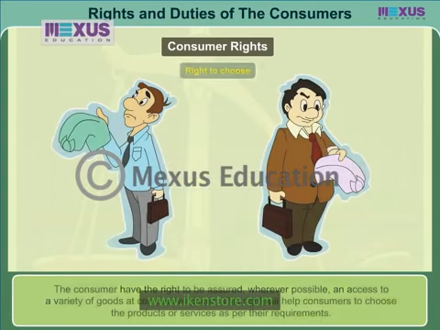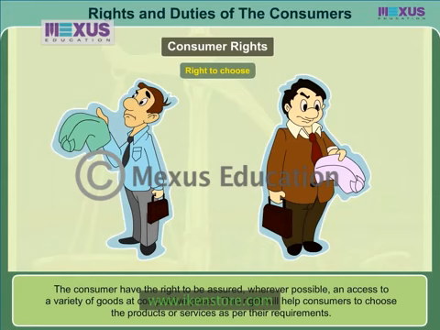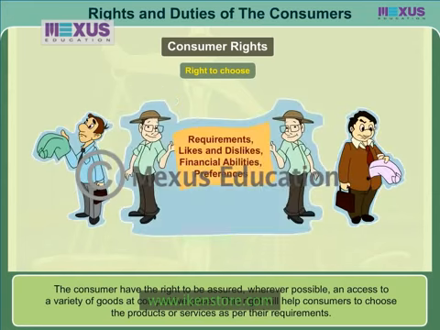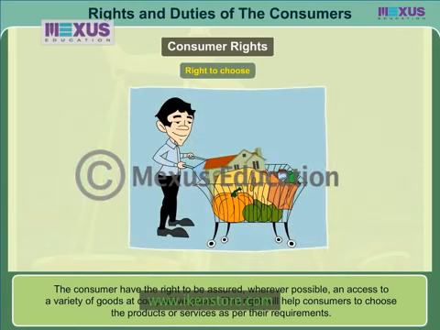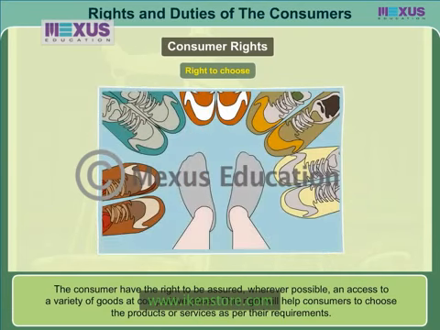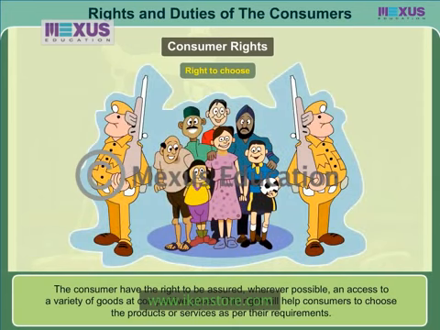Right to choose. An individual's requirement may be unique from others. The differences may be of requirements, likes and dislikes, financial abilities or preferences. Consumer must get the exact and perfect product or service at competitive prices that he intends to buy. Wherever possible, a consumer must get variants of products or services to choose the one that best suits his requirements. The consumer has the right to be assured, wherever possible, access to a variety of goods at competitive prices to help them choose the products or services as per their requirement.